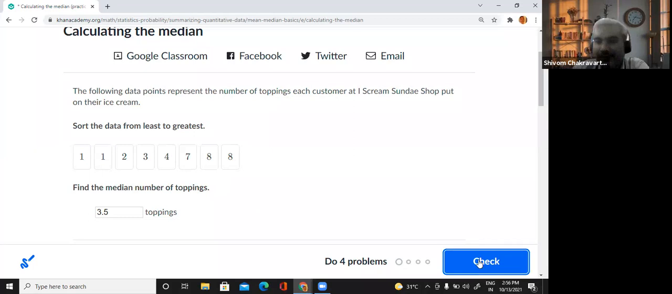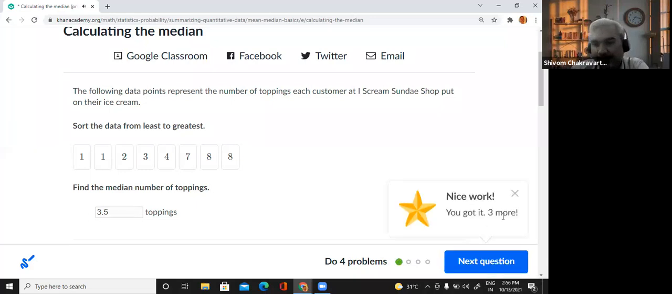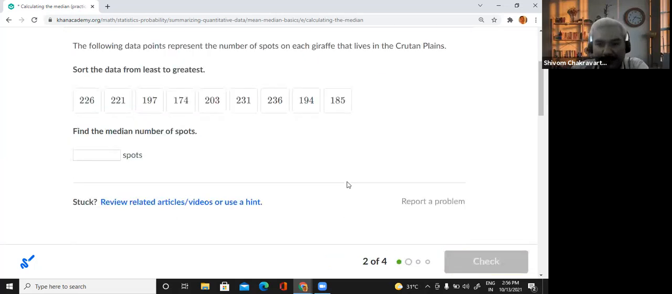So much has gone into making this. How thoughtfully it has been made. Yes, nice work. Okay. 3 more. So median, I think, will require some more practice.